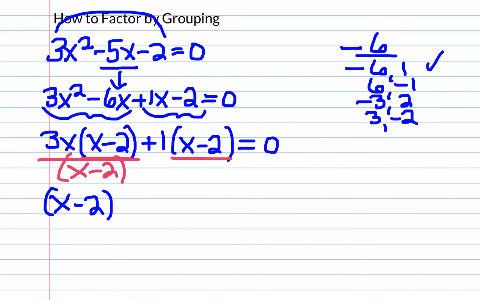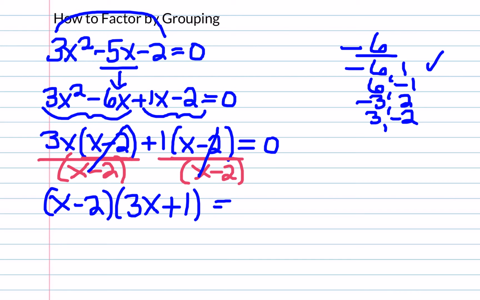Now if I divide both terms by that GCF of x minus 2, the first term and the second term, let's see what we have left. We will have these cancel and these cancel, leaving us with 3x plus 1 equals 0. From here, I think you can finish solving on your own.